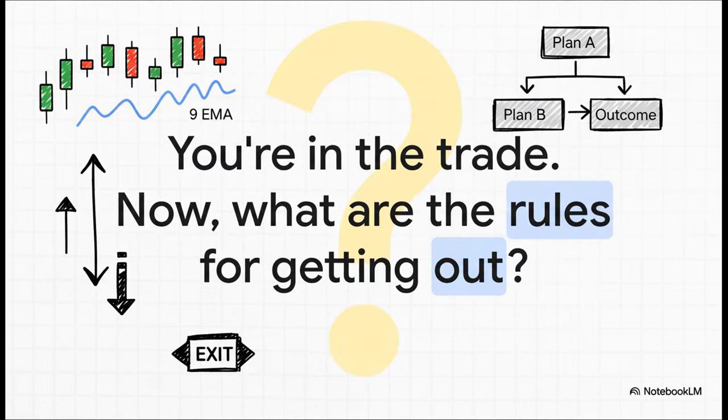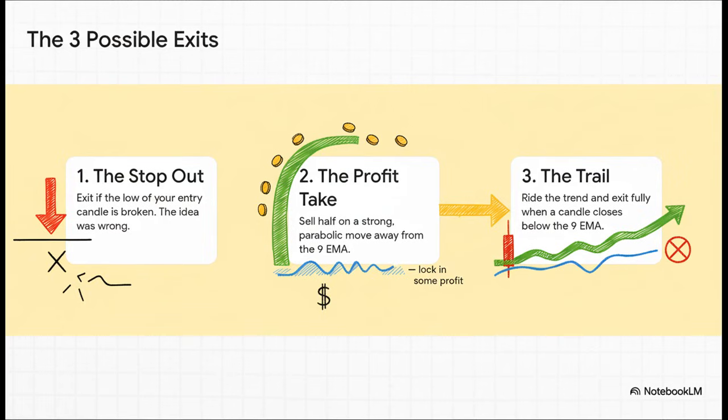Okay, so you nailed the entry. You're in the trade. Awesome. But listen, great entries are only half the battle. The best traders know that managing the trade is everything. So now what? What are the rules for getting out? A good system has a clear plan for every single outcome. Here are your 3 clear exit plans. Number 1, the stop out. This is your safety net, non-negotiable. If the trade immediately turns against you and breaks the low of that candle you entered on, you get out, period. The idea was just wrong.